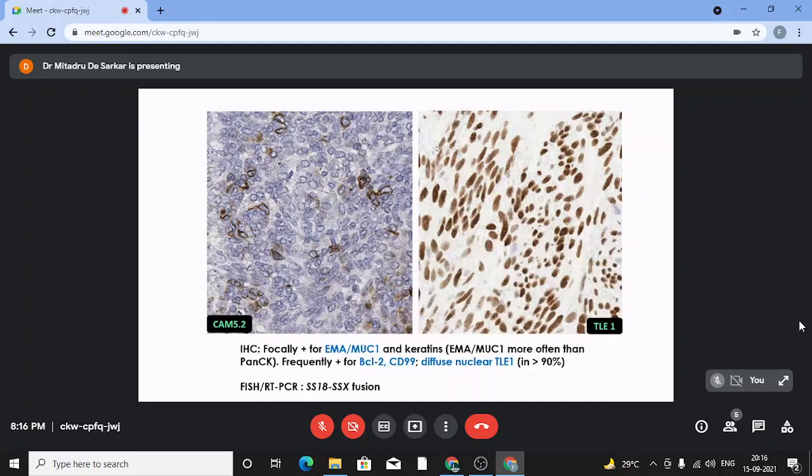CD99 could be utilized, but again, it is not very specific. TLE1 is the new marker which is talked about. It is pretty much specific for this particular tumor. However, MPNST can also show expression with this particular marker. And if you are finally caught up even after doing all these IHCs, you could always send the block for a FISH to check for the SS18 and SSX fusion.